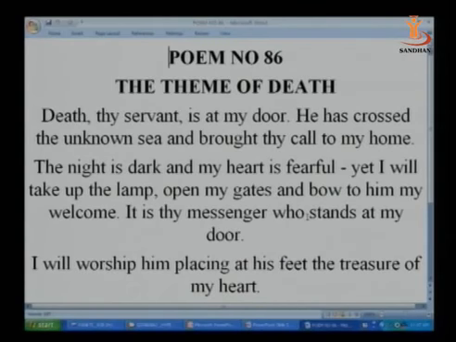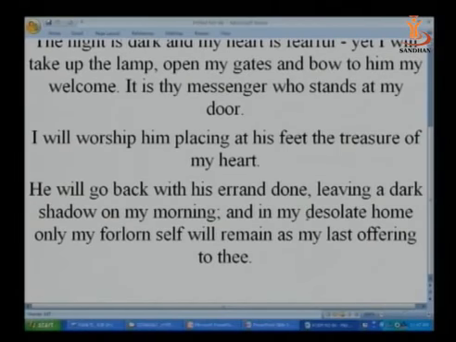"It is thy messenger who stands at my door. I will worship him, placing at his feet the treasure of my heart. He will go back with his errand done, leaving a dark shadow on my morning, and in my desolate home only my forlorn self will remain as my last offering to thee."